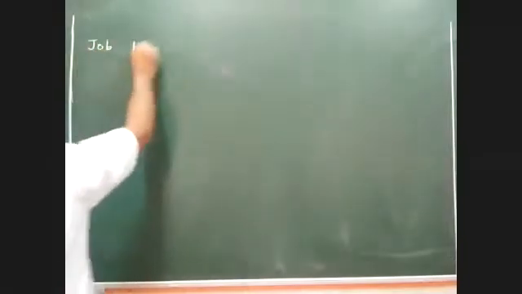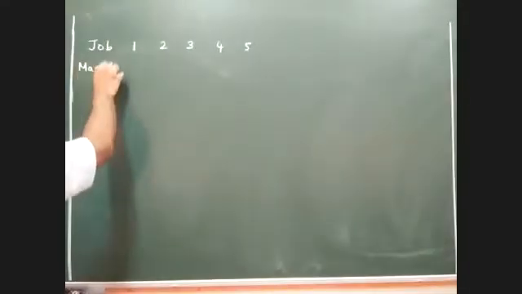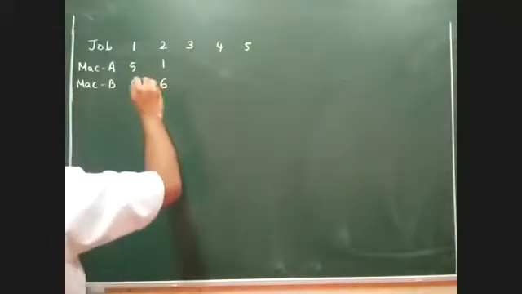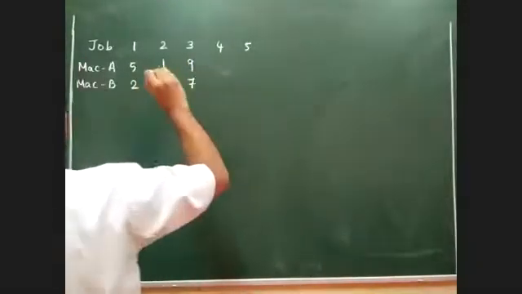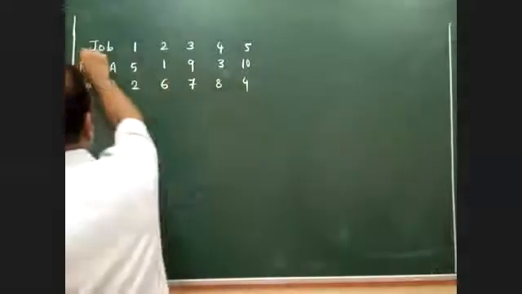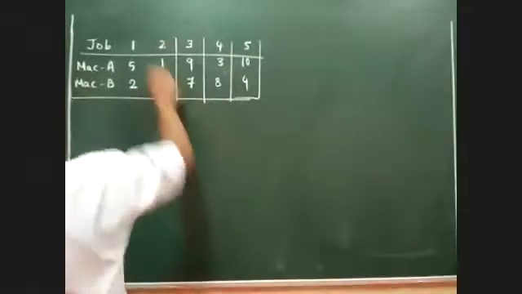I'll just write down the data because the other part is already there in your notes. The data is given like this: jobs 1, 2, 3, 4, and 5. Five jobs are there, and they are given the processing times on 2 machines, machine A and machine B. So this is 5, 2, 1, 6, 9, 7, 3, 8, 10, and 4. This is the data given here. So 5 jobs are there and they are performed by 2 machines.